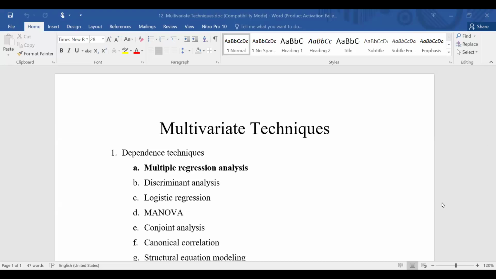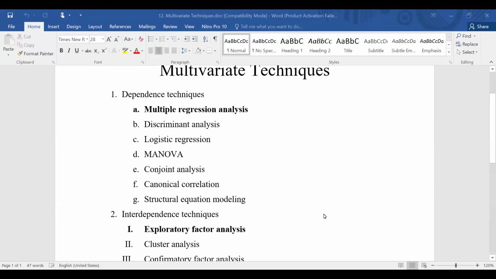Good evening to all. So today I am going to discuss the multivariate technique, that is exploratory factor analysis.